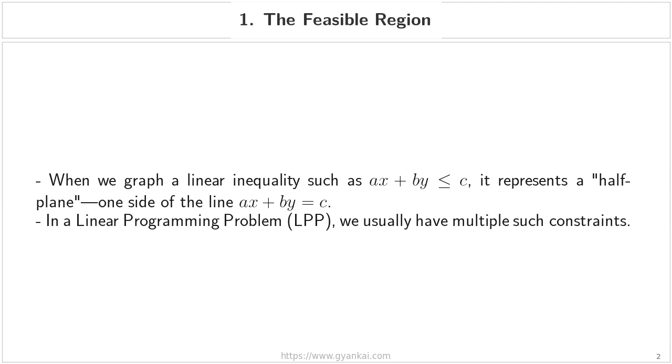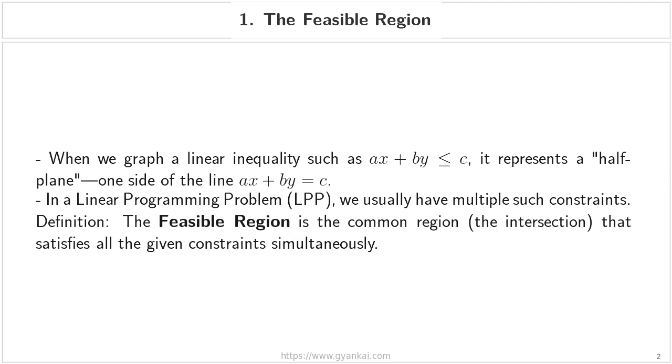Now, in a real linear programming problem, or LPP, we aren't just dealing with one single inequality. We usually have a whole set of these constraints working at the same time. This brings us to our formal definition. The feasible region is the common region, the intersection, where all of these given constraints are satisfied simultaneously. It is the sweet spot where every single rule we've laid out is obeyed.